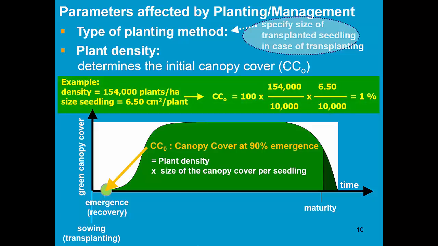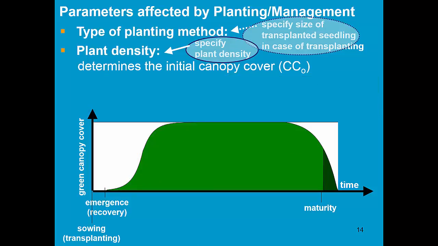For example, if the density is 154,000 plants per hectare and the size of the seedling is 6.5 square centimeters per plant, then CC naught is calculated by multiplying the density with size seedling after adjusting the units and multiplying it with 100 to get it in percentage. This corresponds with 1%. Plant density determines the initial canopy cover.